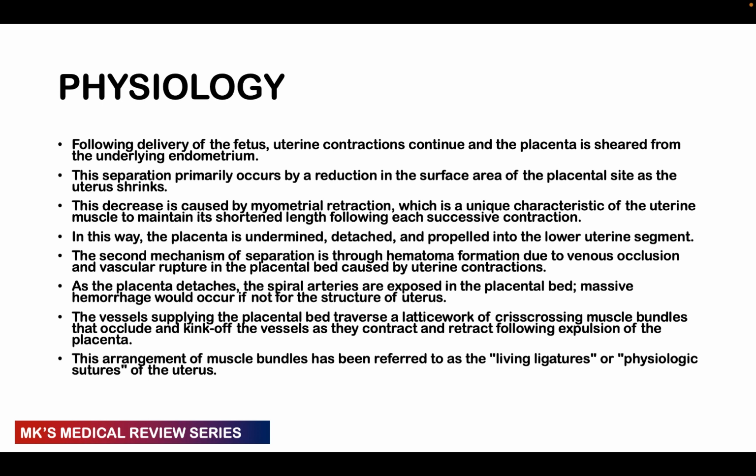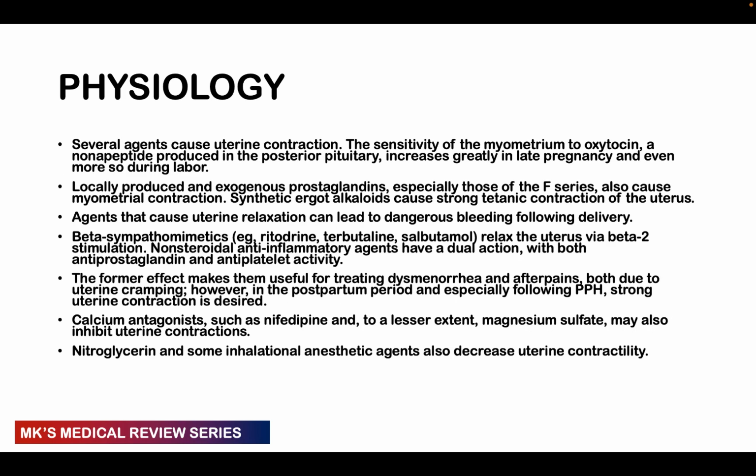So as the placenta detaches, the spiral arteries which are now exposed are going to start bleeding if the uterus is not contracting. The vessels that are supplying the placental bed go through this lace network of crisscrossing muscle bundles that can sometimes kink off the blood vessels as they contract or retract following expulsion of the placenta. So this is what we call the living ligatures or the physiological sutures of the uterus.